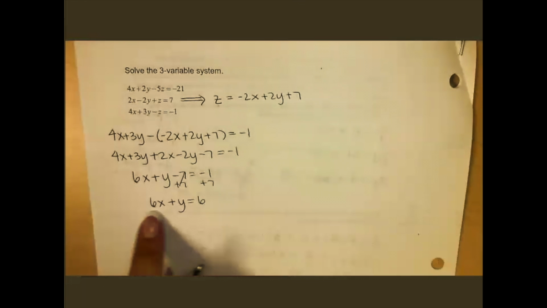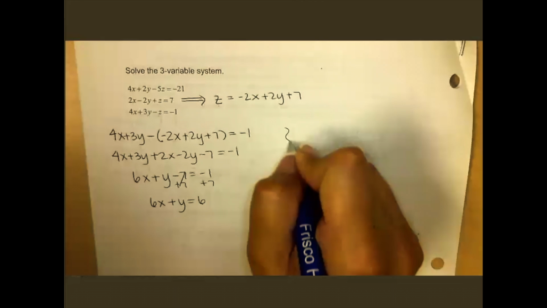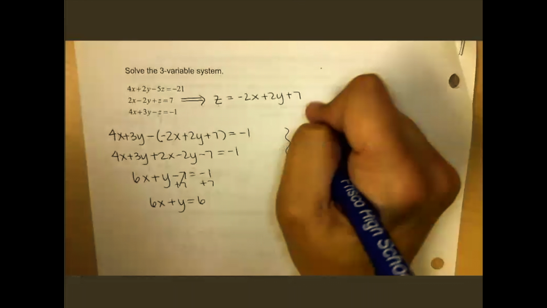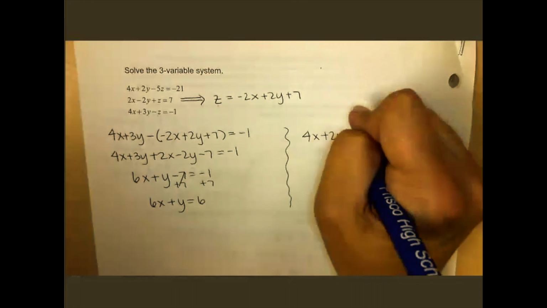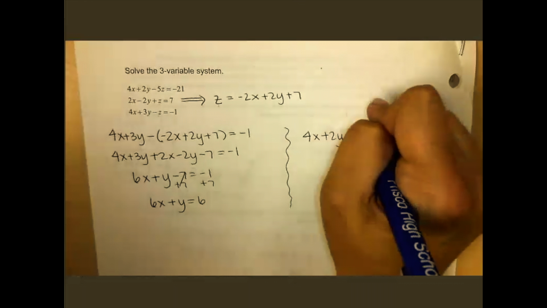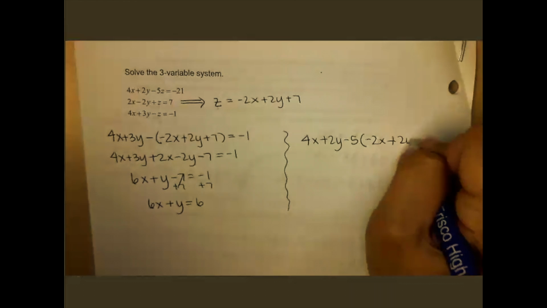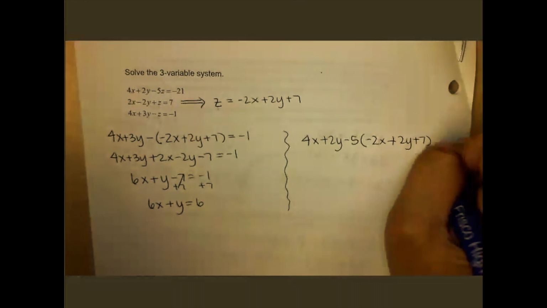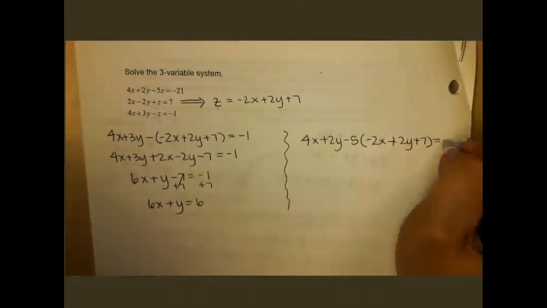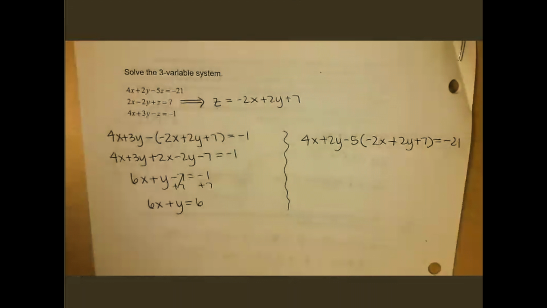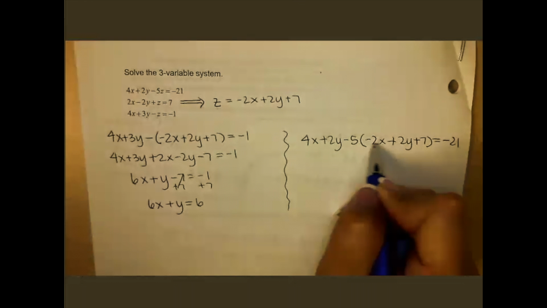Now I've got to do the same thing for the first one so that I could get rid of the z in that one as well. So I'll go ahead and draw a line here, and we get 4x plus 2y minus 5, and here comes my new z, negative 2x plus 2y plus 7 is equal to negative 21. So I've changed out the z in this equation, only the z.